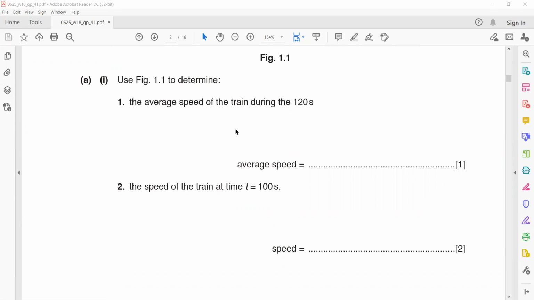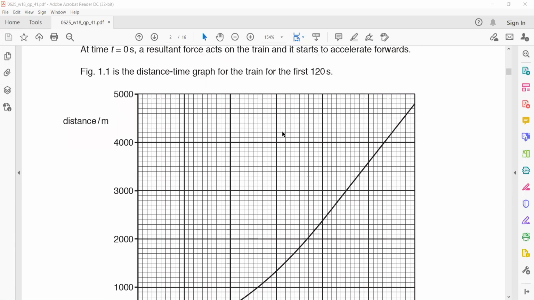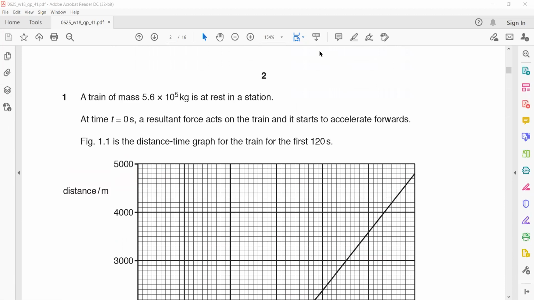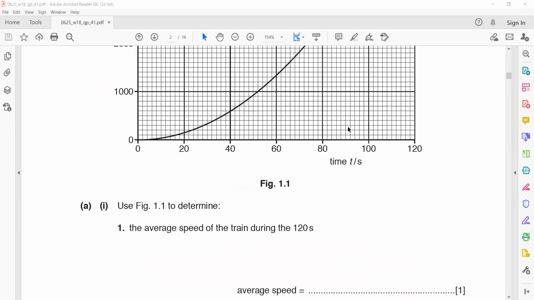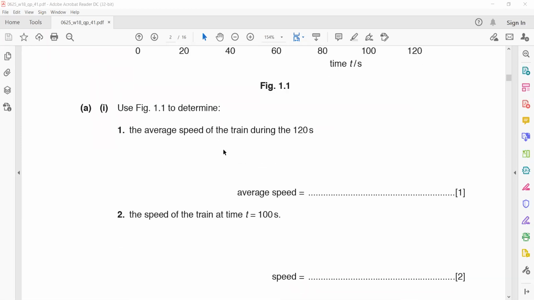So how can we find the average speed of the train during the 120 seconds? Average speed is the total distance over total time. The total distance is 4,800, and the total time is 120, so 4,800 divided by 120 will give us the average speed. The slope we use for the actual speed, the speed at a particular moment, or instantaneous speed or velocity. But for average speed, it is simply total distance over total time. That is equal to 40.